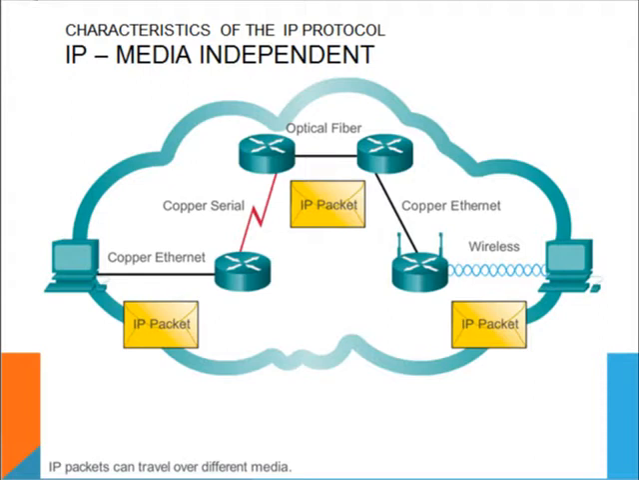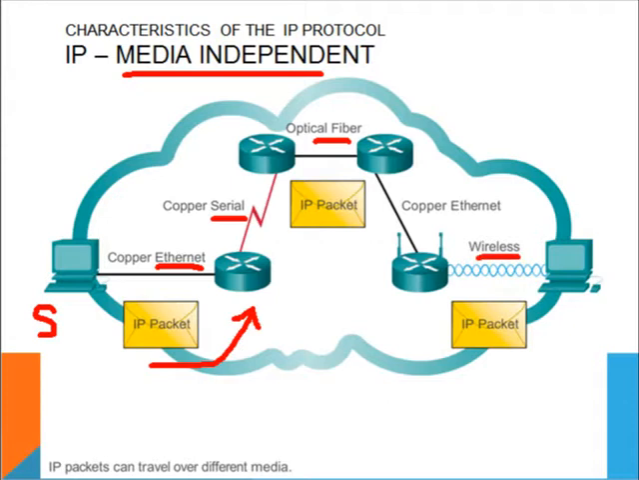The next characteristic of the IP protocol is what we know as independent of media. What we mean is that the sender will send the packet into the network, and as the packet passes through the network, it will pass through different types of wires or cables, such as your Ethernet cable, your serial cable, your optic fiber cable, or even your wireless network. So in short, it will travel through many different kinds of physical network media in order to reach the destination.